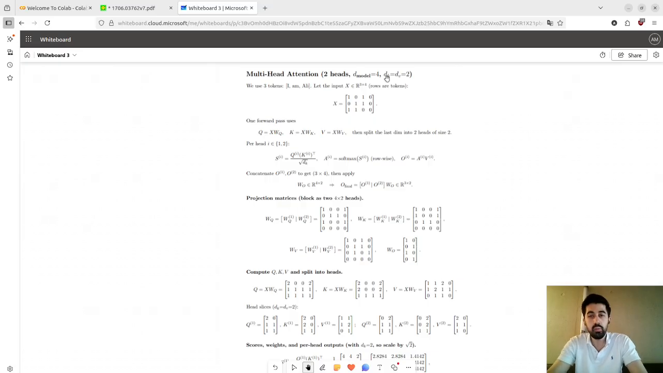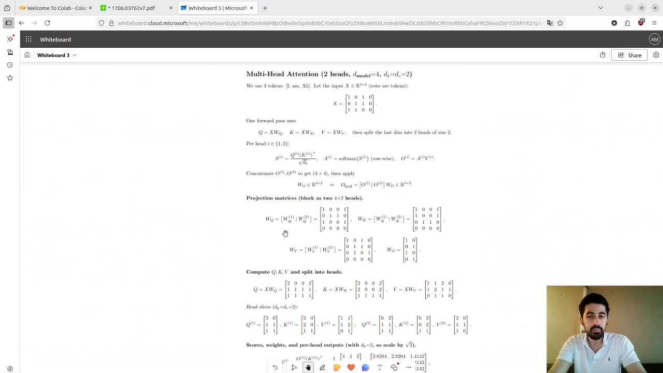And let's say we wanted to, so in the original paper it's 512, here we have 4, and also in the original paper they divided it by 8, so they got 64 in their projection. Here I'm dividing it by 2, so I should be getting dk and dv equal to 2. So as before, we calculate the query, the key, and the value.